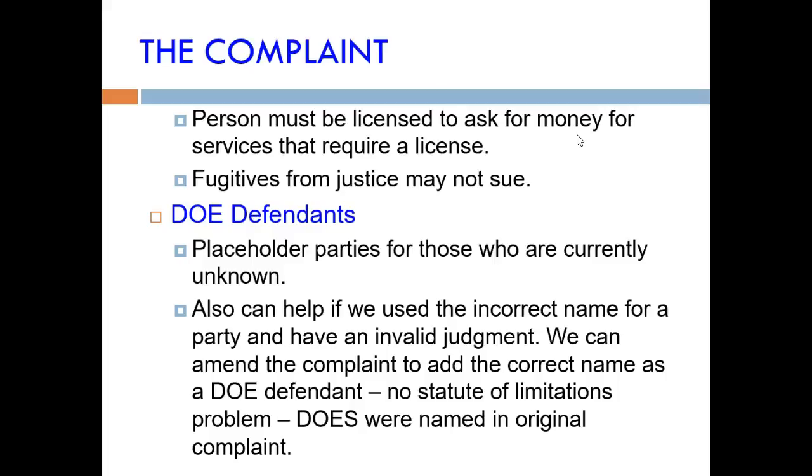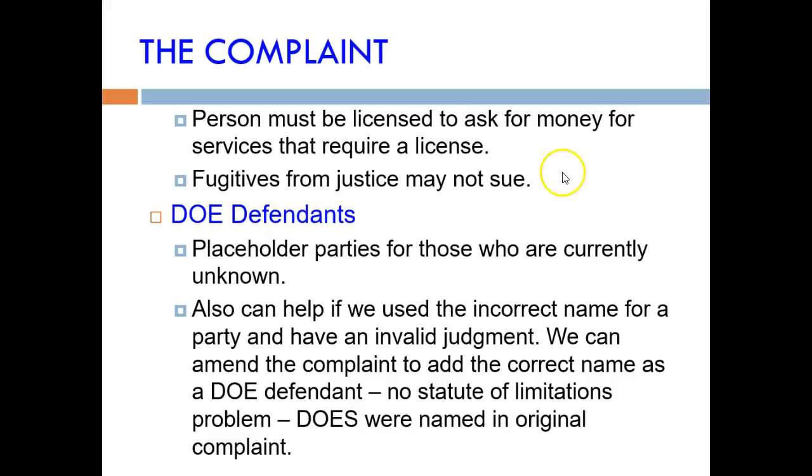And so if you're going to decide to do work as a contractor without a license, then you're not going to be allowed to sue if you get stiffed for the money. If people don't pay you, too bad. That's your problem. That's a public policy decision. It's part of the statute. And of course, another one is fugitives from justice. They cannot sue either. And that's just because if you're going to be a fugitive from the law, you're not going to be allowed to use the law. So you've got to turn yourself in if you want to sue, if you have a warrant out for your arrest.